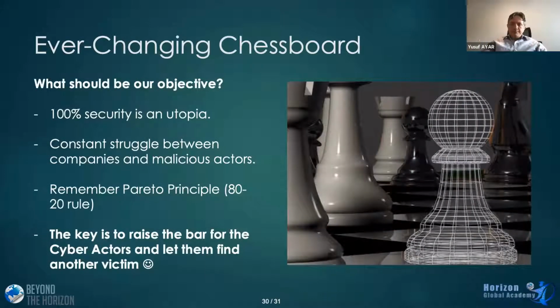Okay, now we know the actors, the threats, and their methodologies. What now? What should be our objective? For me, we are all on an ever-changing chessboard with the adversaries. So we are playing chess with them. And there is no 100% security in this game, unfortunately. But there is a constant struggle and competition between companies and cyber actors.